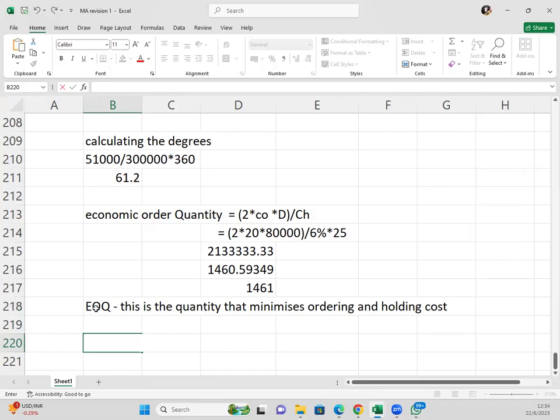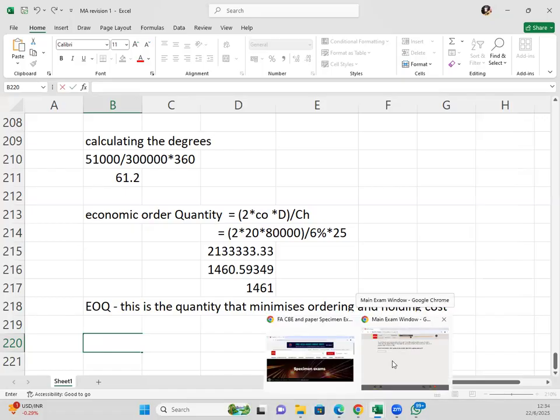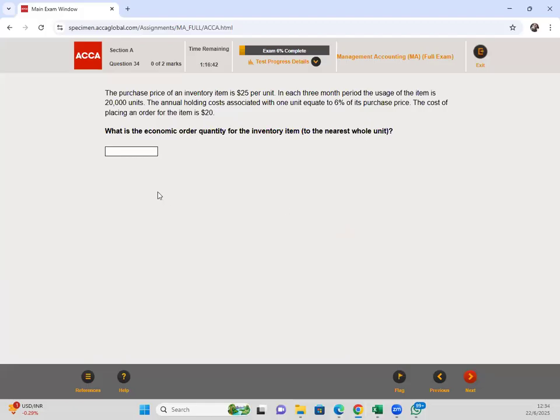So which quantity minimizes the cost of placing the orders and the cost of storage or holding the inventory? That's the economic order quantity. It's the quantity that minimizes the holding and ordering costs. Then from there, let's move on. So it was 1,461. Let's go and try that on our answers.